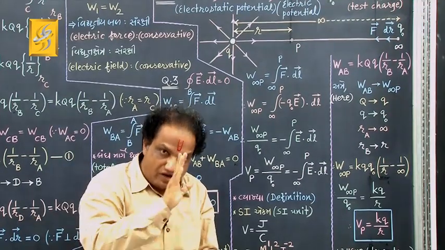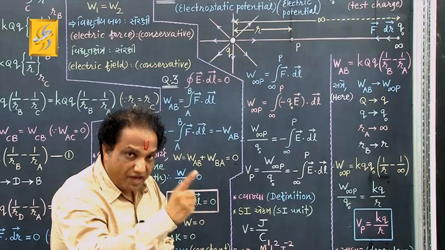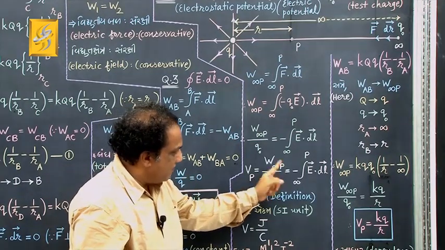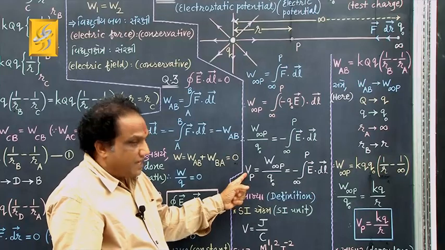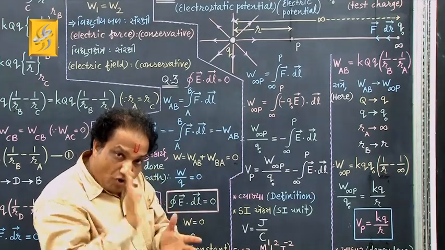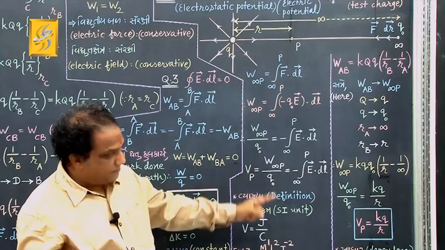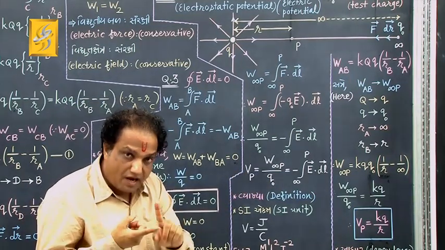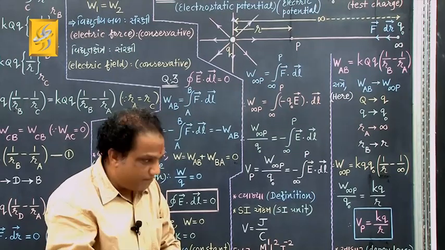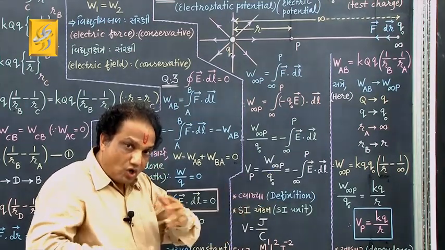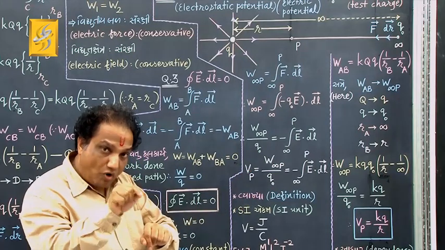In a given electric field, the amount of work done on a unit positive charge while bringing it under equilibrium from infinity to a given point against the electric field is called the electrostatic potential of that electric field at that very point. I repeat, in a given electric field, the amount of work done against that electric field on a unit positive charge while bringing it under equilibrium from infinity to point P is called the electrostatic potential of that field at that very point.